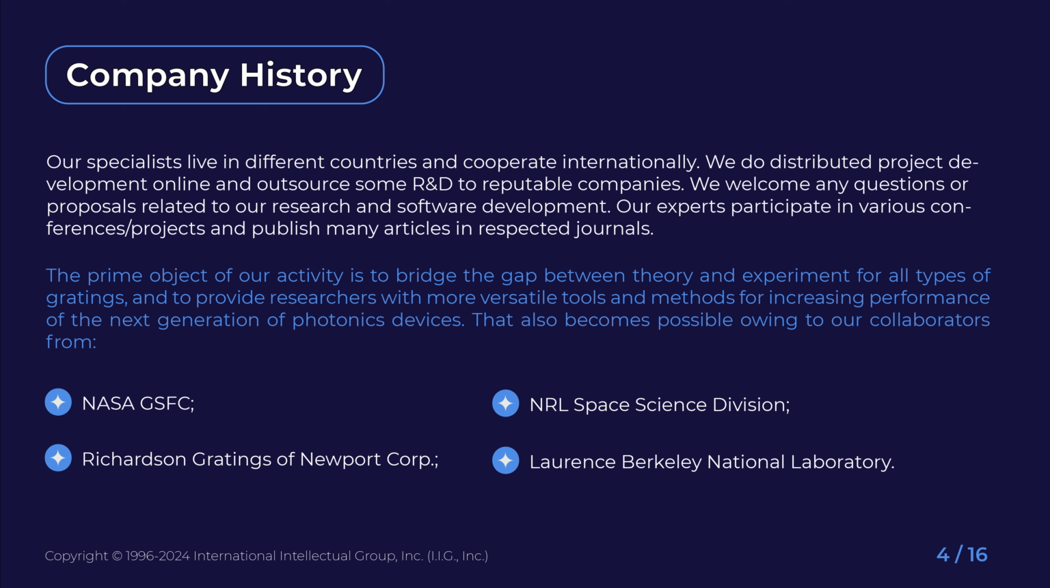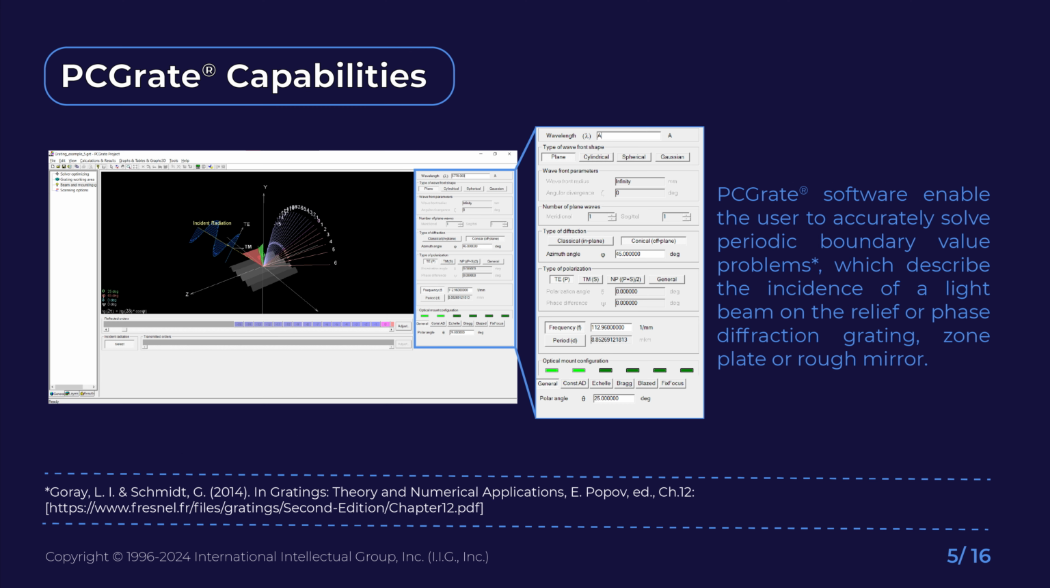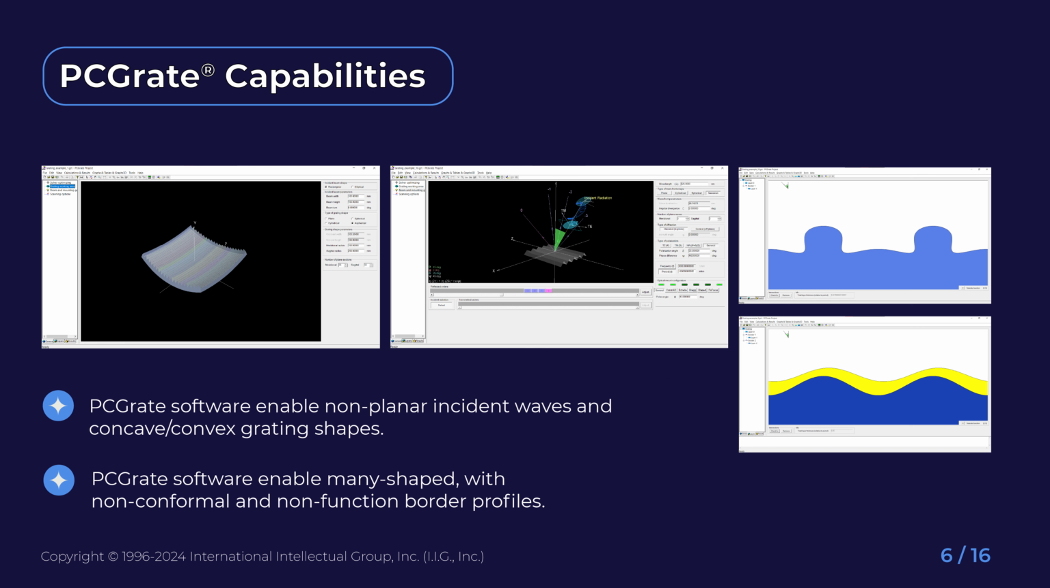The prime object of our activity is to bridge the gap between theory and experiment for all types of gratings, and to provide researchers with more versatile tools and methods for increasing performance of the next generation of photonics devices. PCGrate software enables the user to accurately solve periodic boundary value problems, which describe the incidence of a light beam on the relief or phase diffraction grating, zone plate or rough mirror. With PCGrate, one can simulate effects of scattering in periodical and non-periodical structures having multilayer micro and nano roughnesses of various nature, design variable groove depth.